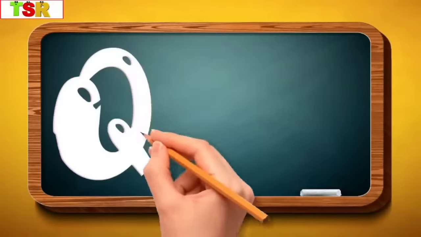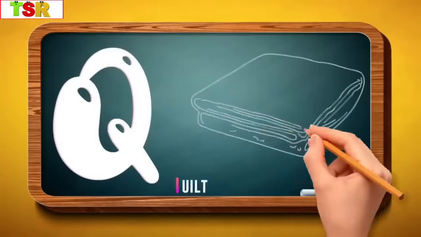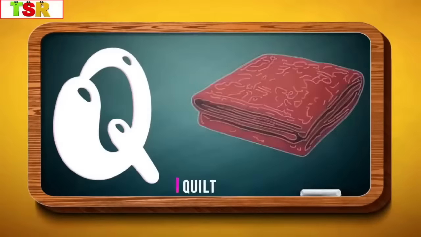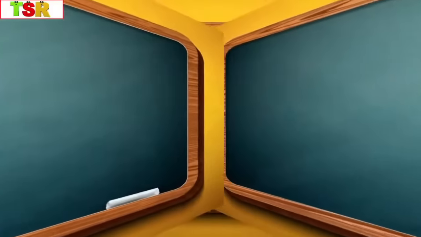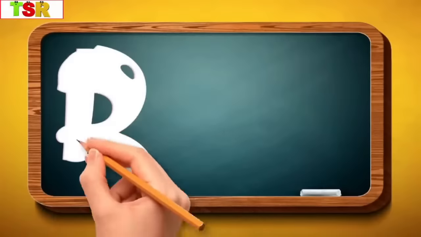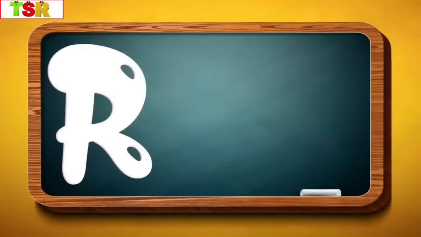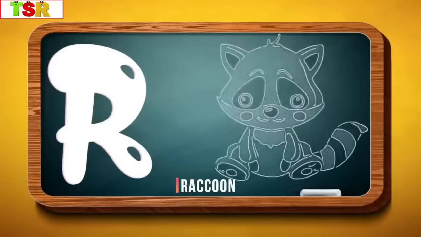Q. This is the letter Q. Q sounds like quilt, a red quilt. This is the letter R. R sounds like raccoon. A blue raccoon.